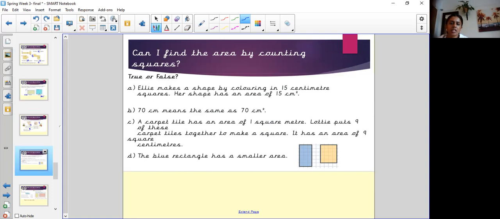C. A carpet tile has an area of 1 square meter. Lottie puts 9 of these carpet tiles together to make a square. It has an area of 9 square centimeters. Is that true or false?